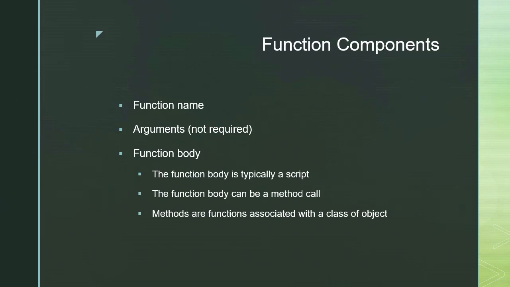Methods are functions that are associated with a particular class of object. What this means is that some of the functions that are written by people who have a lot of experience with R might do different things depending upon what kind of object is used when the function is called. These are called methods. They're associated with the class of the object.